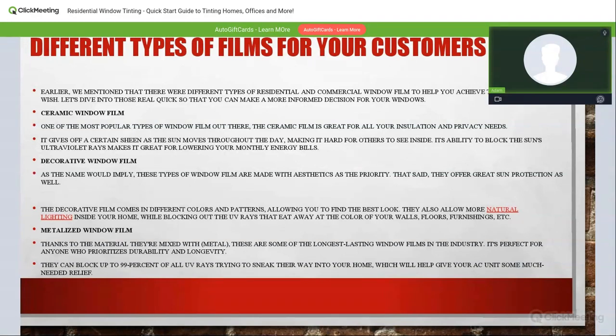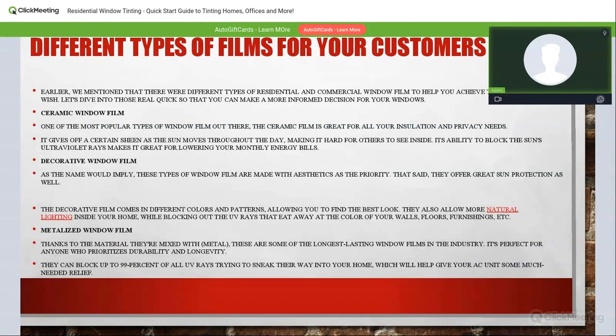There's decorative film. Now, we don't really use too much decorative film in our business personally because most of our customers want privacy and they want reduced energy bills, cooler homes, and UV protection. With decorative film, it provides only privacy. There's no UV protection, and typically you can't see out and it doesn't let natural light in.